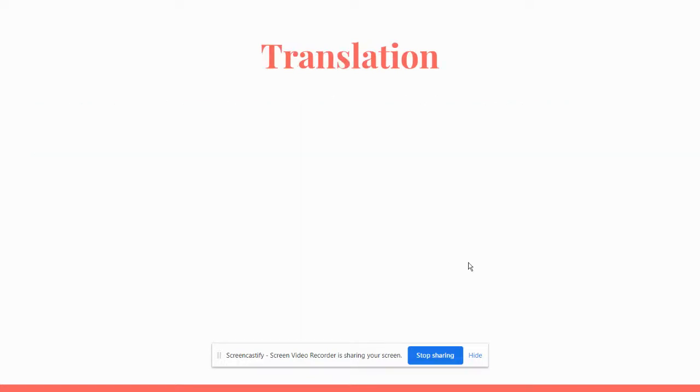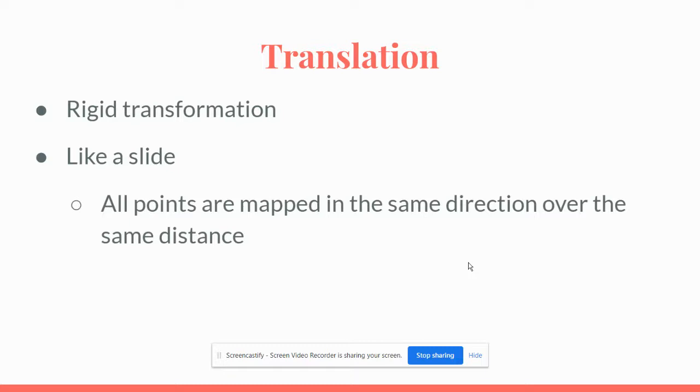So, talking about a translation. A translation is a rigid transformation. My pre-image and image will be congruent shapes. They will only be in different locations on our graph. It's like I'm sliding a picture from one spot to another. So all of the points are going to go in the same direction over the same distance. And we're going to investigate what this means.